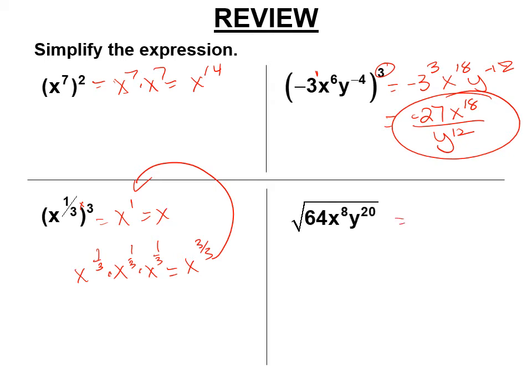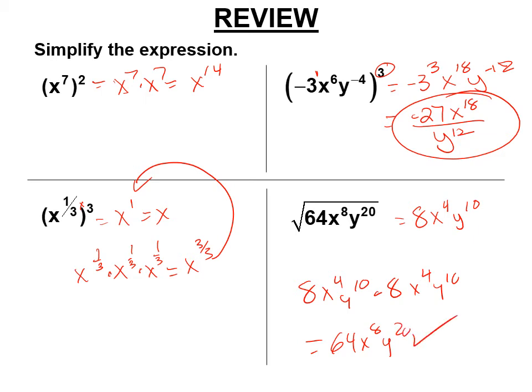The square root of 64 is 8. Square root of x to the 8th is x to the 4th. The square root of y to the 20th is y to the 10th, right? And you could double check your work. I would, all right? That times itself better equal 64 x to the 8th, y to the 20th. It does. It checks out. That is the correct square root.